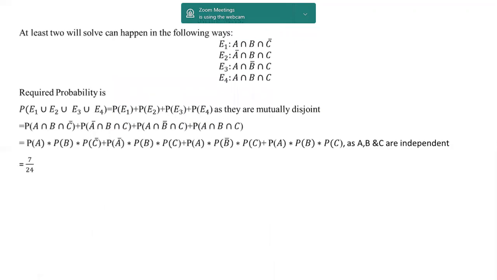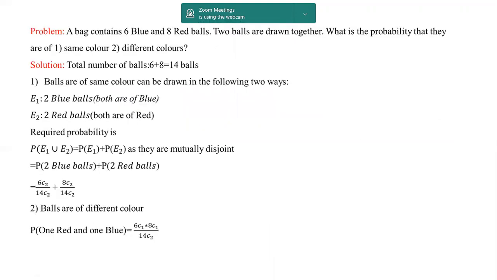So for at least one of them solving the problem, it could be either one student or two students or three students. So all the situations are involved here. So at least two are solved in this case. Okay.